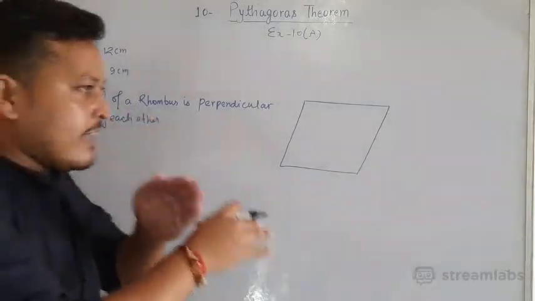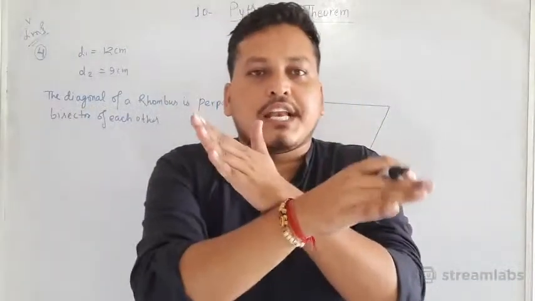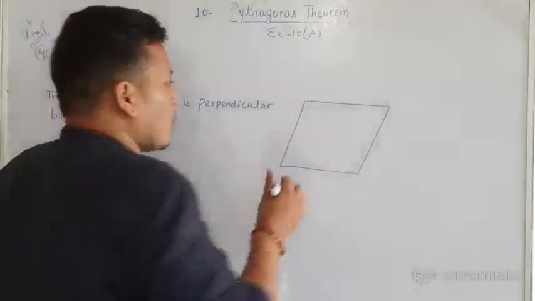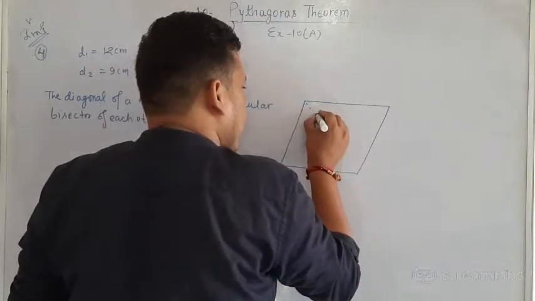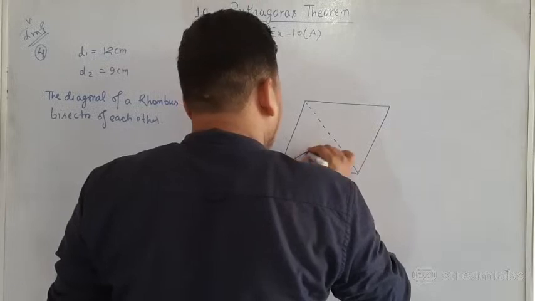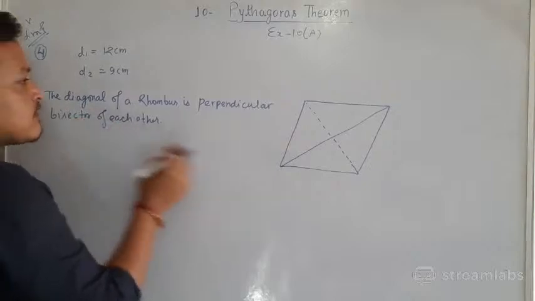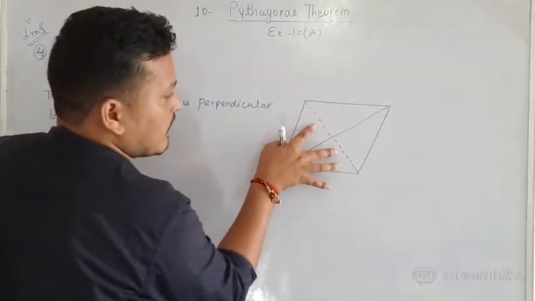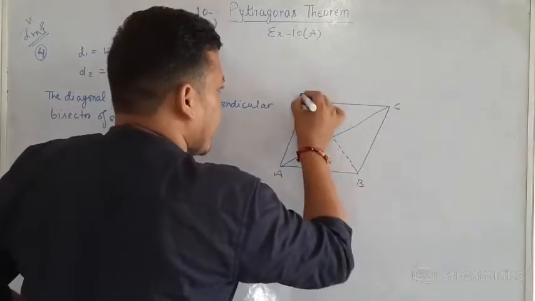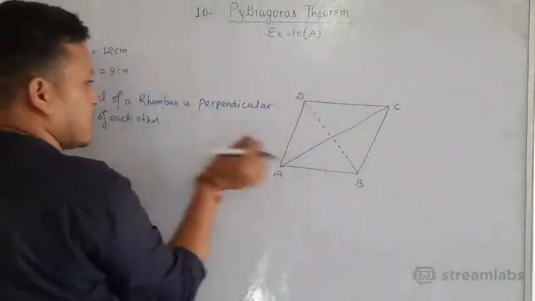It means when they are intersecting to each other, they cut each other at 90 degree and divide the diagonal in 2 equal parts. Suppose this is the first diagonal. You can join it here and let the second diagonal, this is our second diagonal. So one is the bigger one, one is the smaller. Let A, B, C, D be a rhombus. One diagonal is bigger, 12, one diagonal is smaller, 9.